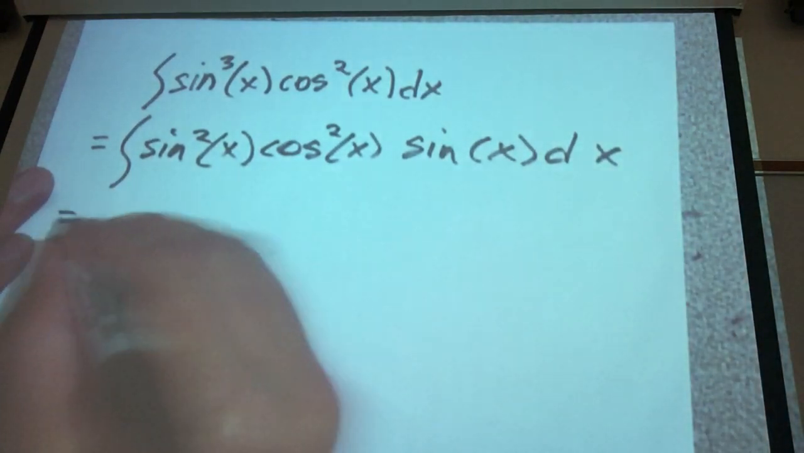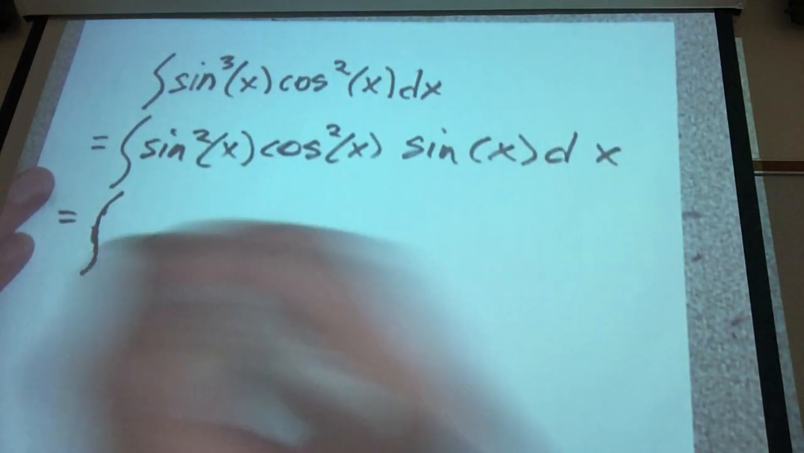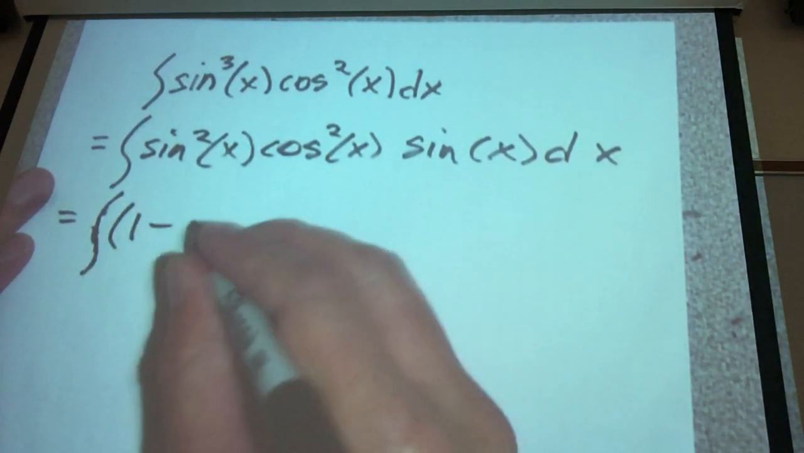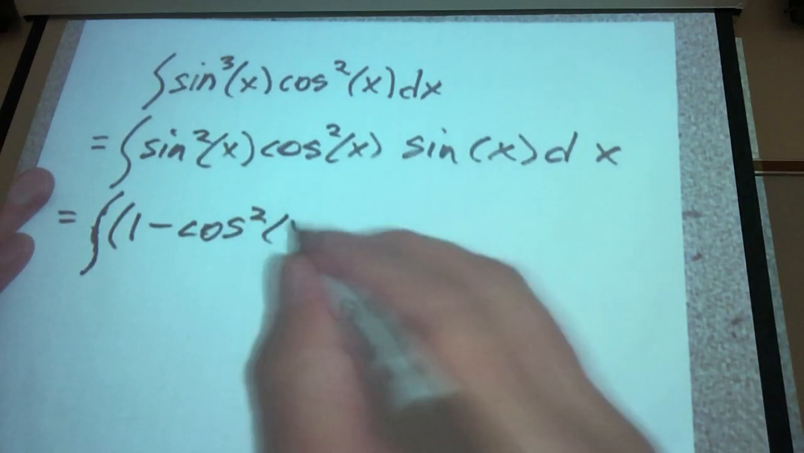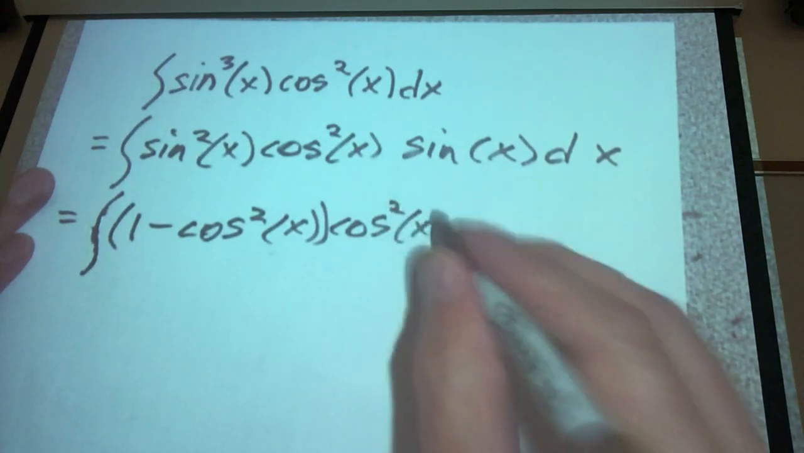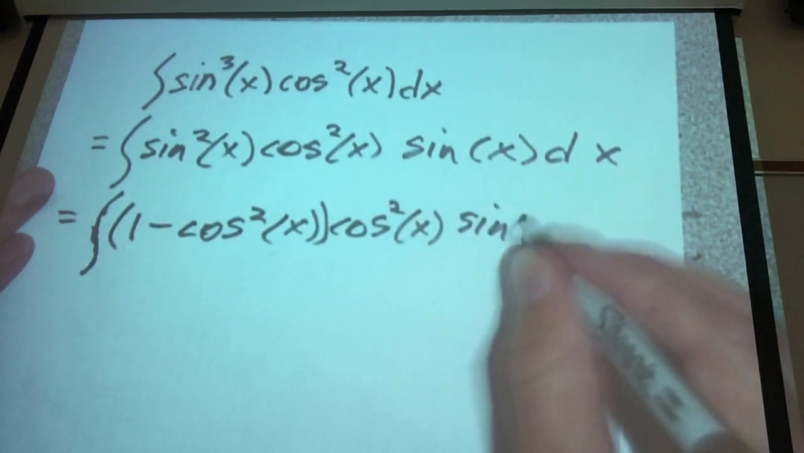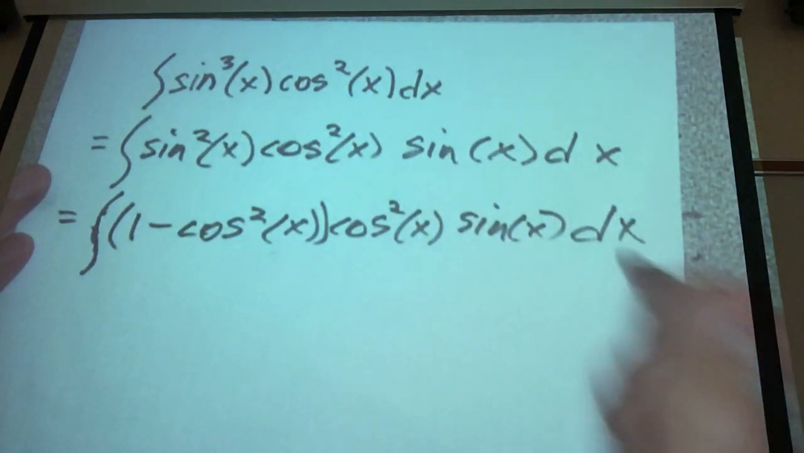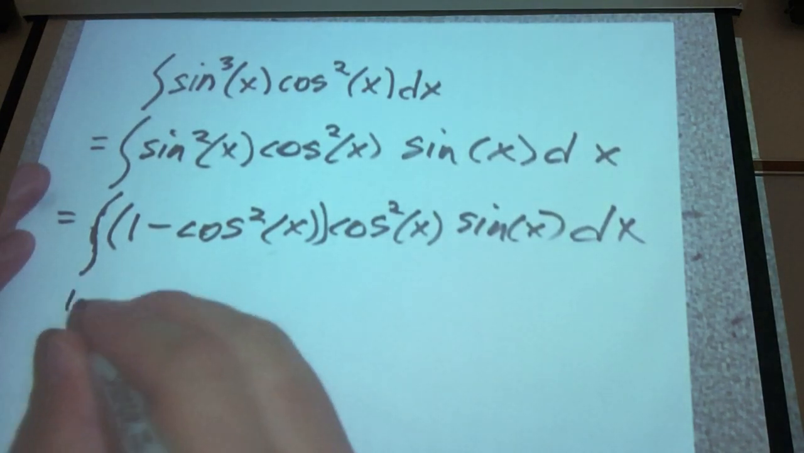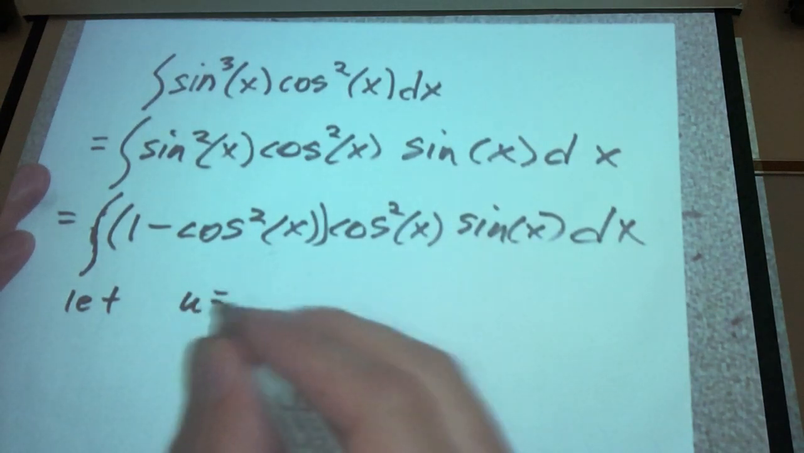dx. And so the integral, we need to use a trig identity on this one, so the sine squared is going to be 1 minus cosine squared of x, times cosine squared of x, times sine of x dx. All right. So at this point, we can do a u substitution. So I'm going to let u equal cosine of x.